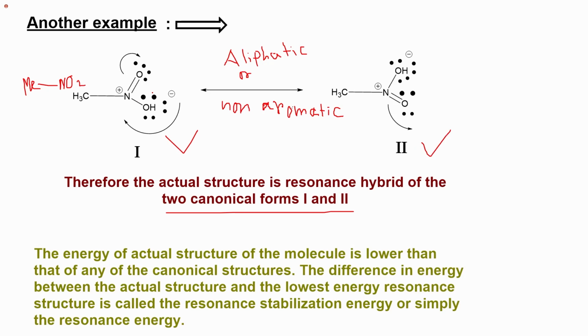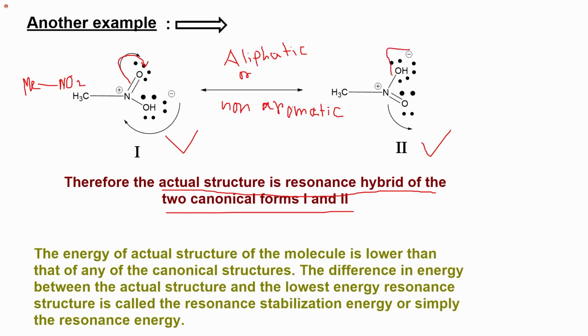So it can be written. So the actual structure is a resonance hybrid. Therefore, the actual structure of nitromethane is a resonance hybrid of the two canonical forms 1 and 2. So now O minus is going here, and now this double bond is shifting here. Now this double bond is going to the oxygen. Now this O minus is going to the NO bond. Now this plus. In the other way around, if it is a minus, then we can also write it in this way. So then what will be?